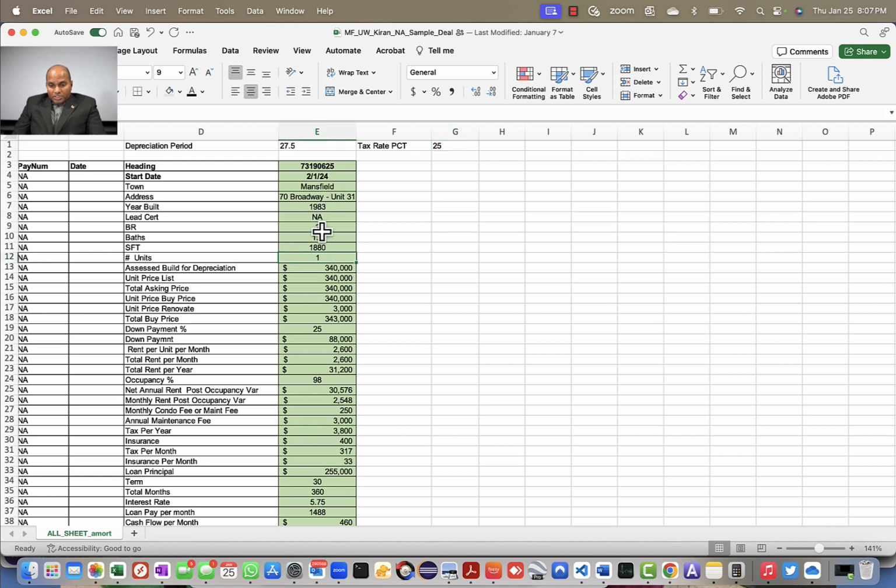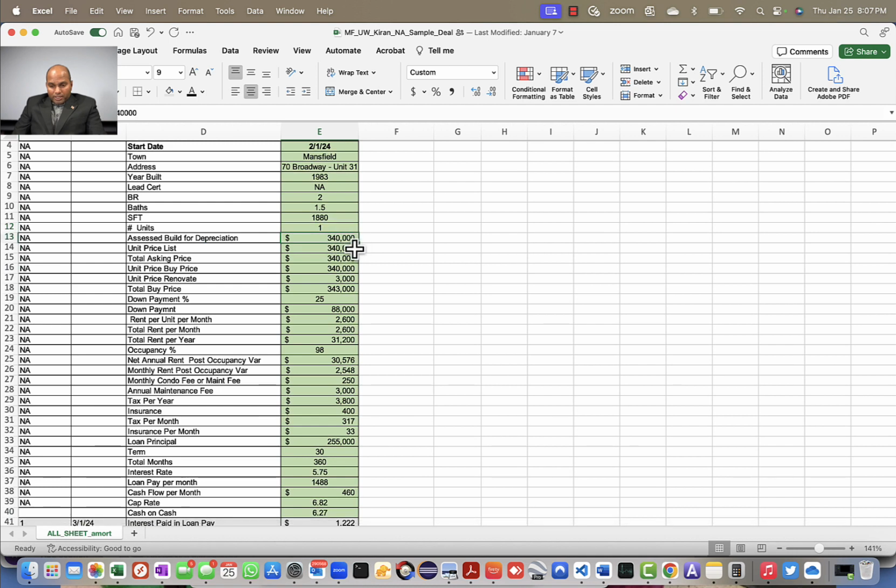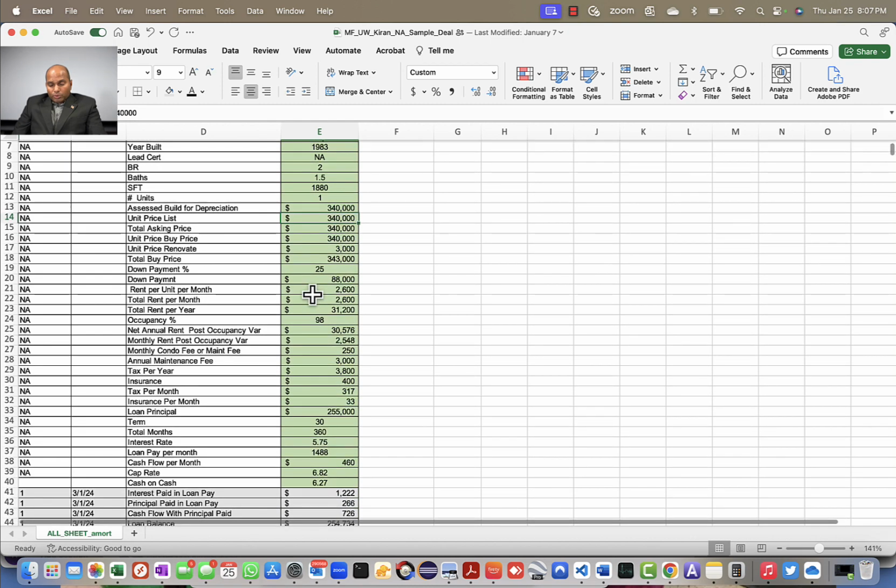So going through this, the asset is 340K. This is a condo unit. In condo units, you can depreciate the full 340K. In the case of single family or multis, you have to take out the land, because land never depreciates. You have to depreciate only based on the building. Now we are just having a few items here. I'll need to go through it quickly.